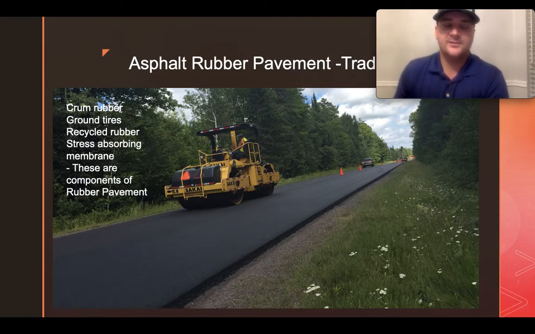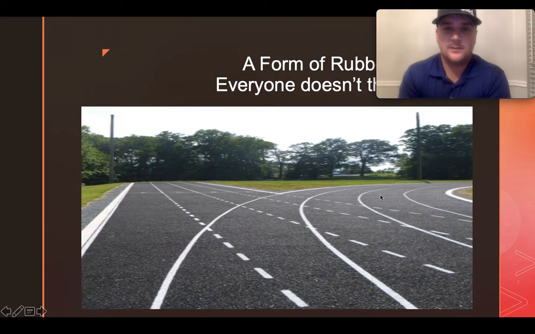The most popular and common is the ground tires. We just have an ungodly amount of tires going through the United States and other countries due to the amount of people that drive, and anybody that drives has to use tires. Recycled rubbers are pretty common as well. It's the same thing going along with the tires. Crumb rubber, we'll get into that one.